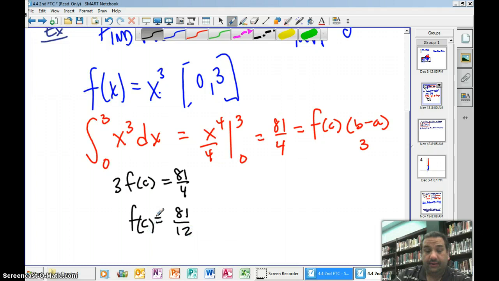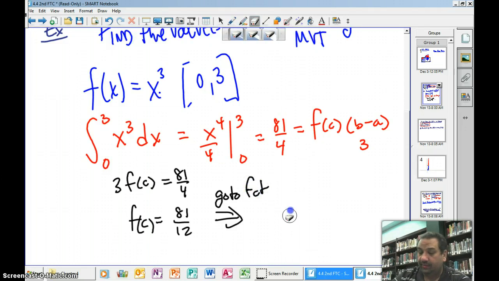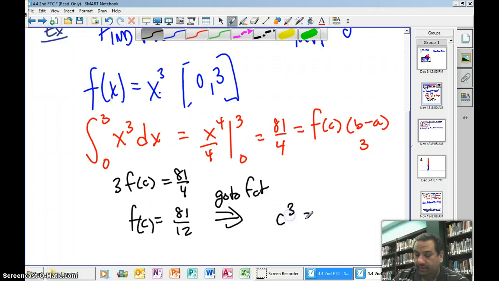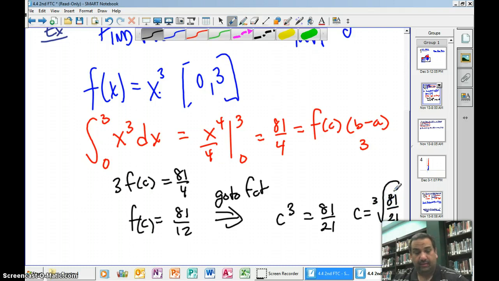But now what's c? The function is x cubed. So that implies, go to the function, and this is going to be not x cubed, but c cubed. I know it's kind of technical, but it's going to be c cubed equals 81 over 12, and now take the cube root. So c equals the cube root of 81 over 12. Whatever that comes out to be, maybe 3 over the cube root of 4, whatever.